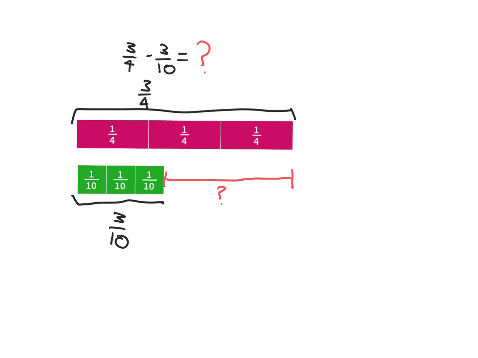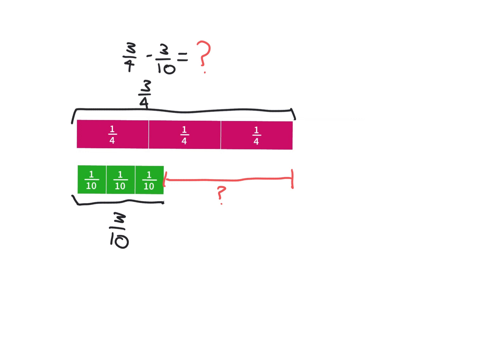Let's start with our first problem. 3/4 minus 3/10. We have 3 parts, each sized 1/4 of the whole, and we're going to take away 3 parts, each sized 1/10 of the whole. To answer this question, we need to find what fraction of the whole will be left of 3/4 after we take away 3/10, which is represented by this area here. So the first thing we notice when we look at these fractions is that they have unlike denominators.